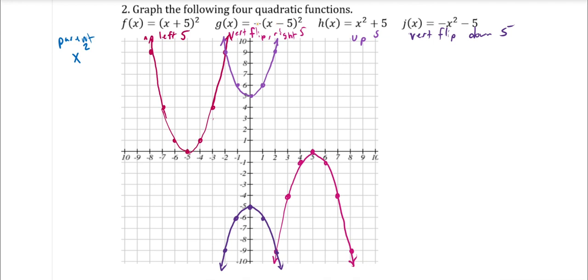G says negative this whole thing. So we're going to actually flip this. And the negative sign is on the outside. So we flip it vertically over the x-axis. And then move it to the right by 5 units. So here we are.